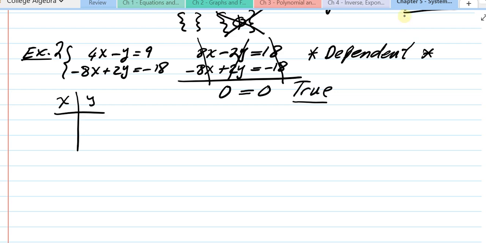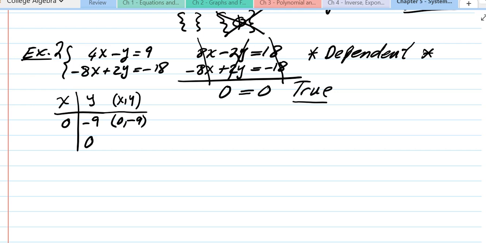Here's, let's say, x and y. And I'm looking at the first equation because it's easier to remember. They're really the same equation. Let's look at the easier one. Let x be 0. When x is 0, y would be -9. There you go. So the solution set is going to be (0, -9). That's one solution, right? Do we want more solutions? Sure, let's do just one more.